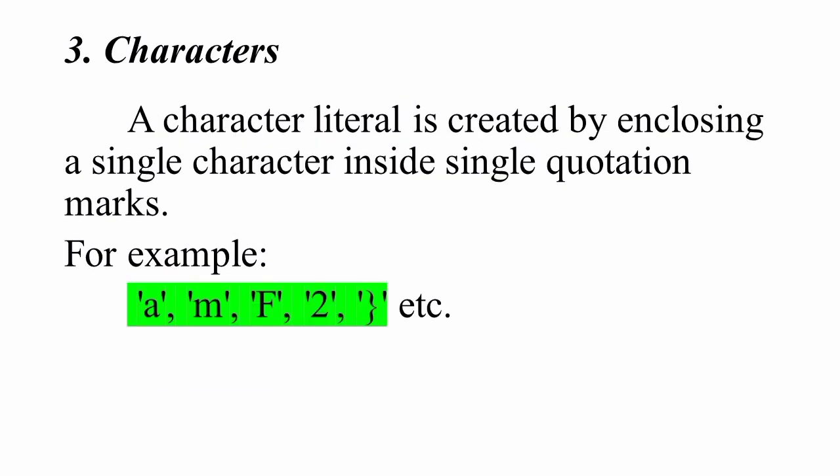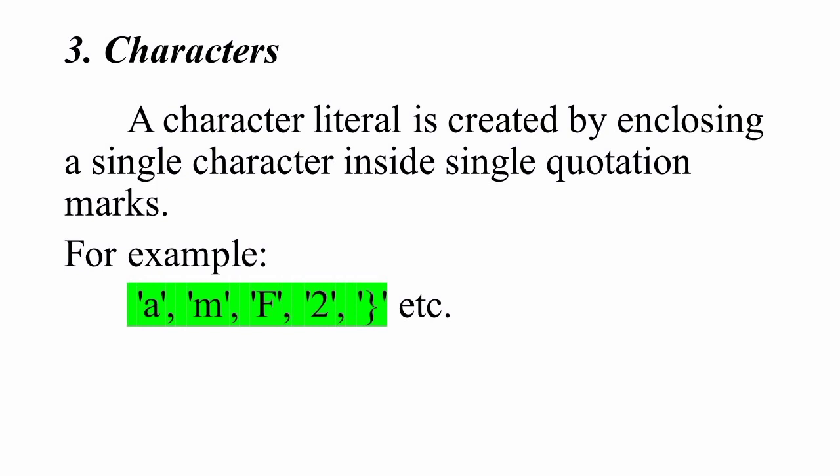The next literal is character literal. A character literal is created by enclosing a single character inside single quotation marks. For example, 'A', 'm', 'F', '2', '{', etc. These characters are enclosed within single quotation marks.